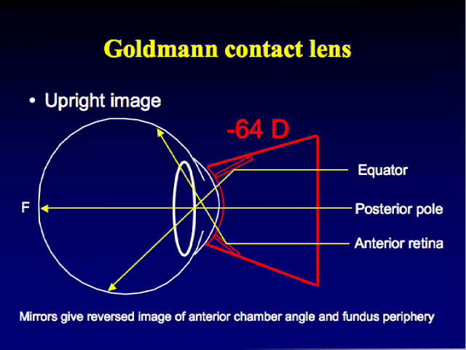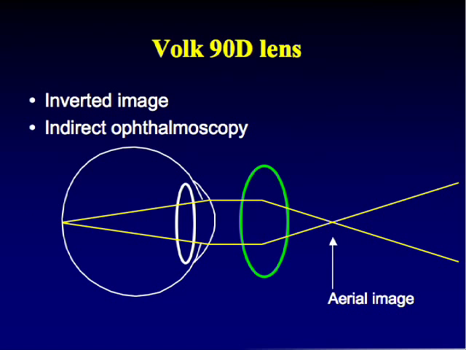The Goldmann contact lens, you can think of it as a minus lens. You can also think of it as just replacing the front of the eye with a flat surface and neutralizing all the corneal power, again, to get you all the way back to the fundus. It has the advantage of the mirrors that let you look into the periphery.